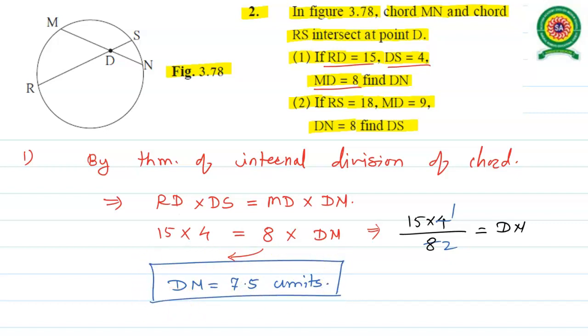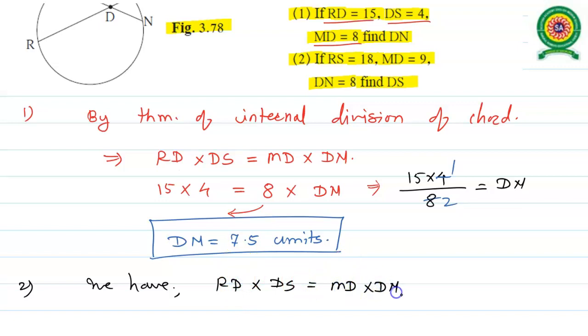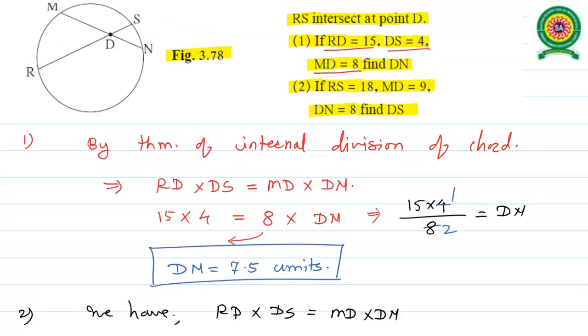Now look at the second sub question. Same theorem we are using. As per the theorem of internal division of chords, RD into DS equals MD into DN. Now we have been given the RS value. Look at the RS.